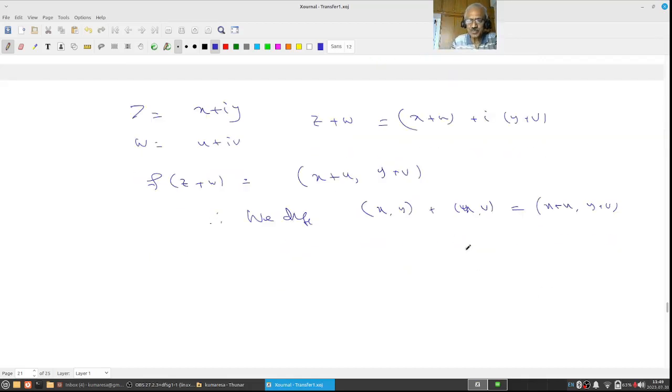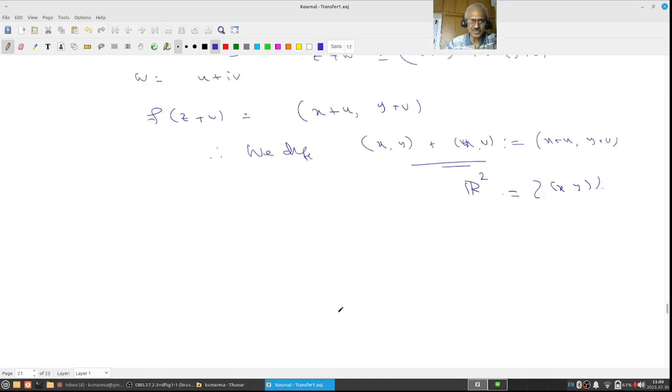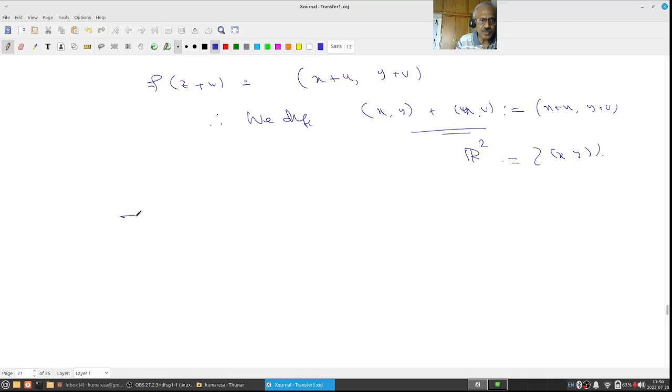Okay, I am defining R2, which is the set of ordered pairs of real numbers x, y, and addition. What is addition? This is the definition of addition. This you already know because you already learned vector spaces, linear algebra, etc. But just pretend this is the way we are defining. The next thing, how will I define multiplication?